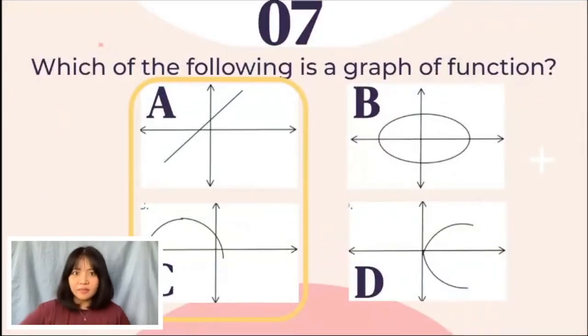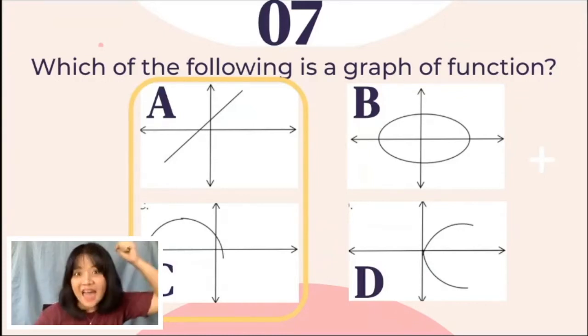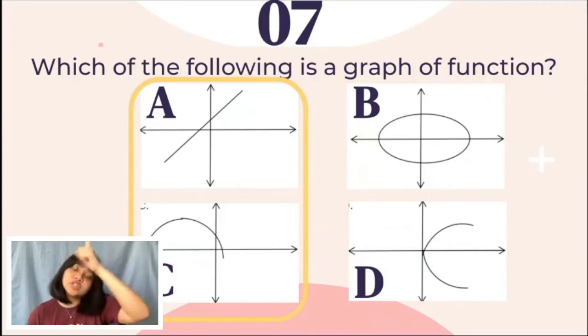Ibalik tayo sa statement number 7. Let's try to draw a vertical line. So sa letter A, if we're going to draw a vertical line, kahit saan man sa graph na yun, it's just going to intersect at exactly 1 point lang. So ibig sabihin, letter A is a function.